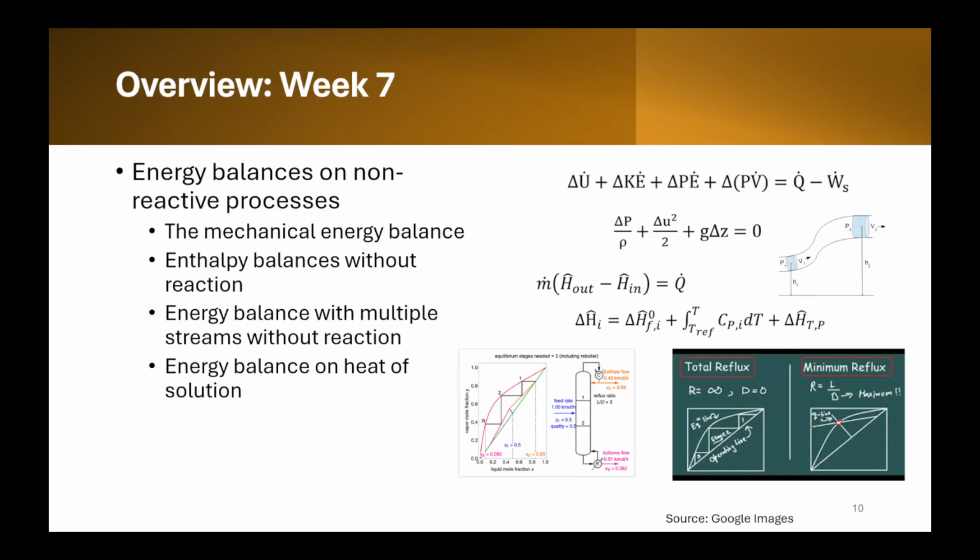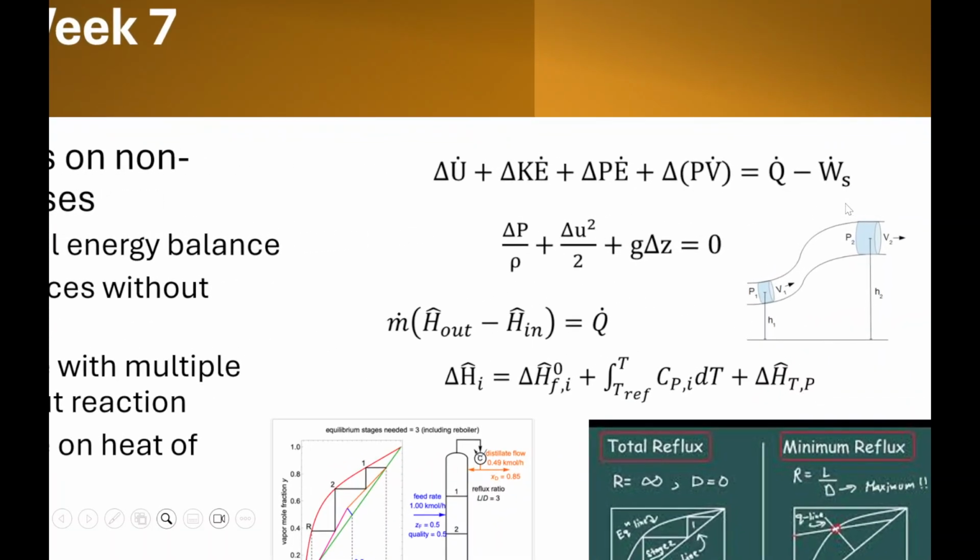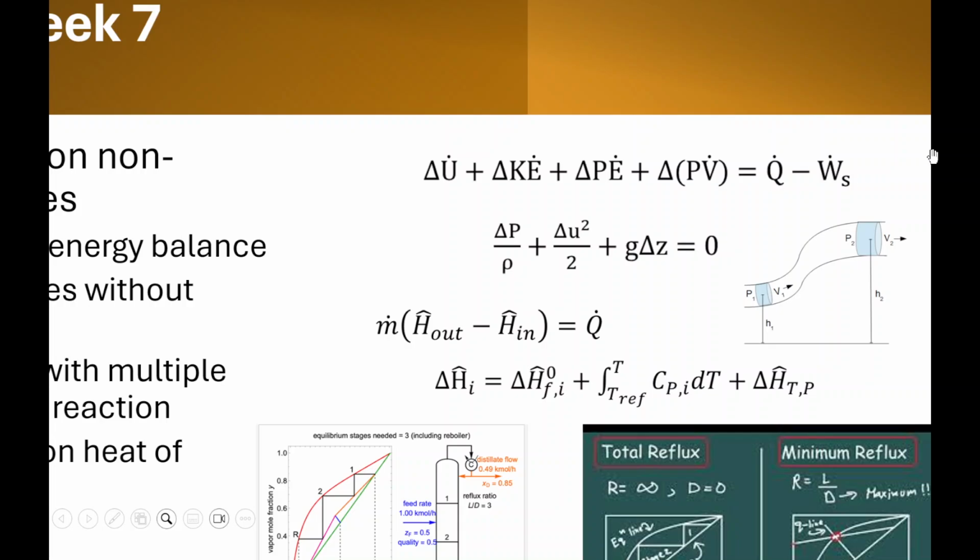Then in week 7 we looked at the energy balances on non-reactive processes. We start with the simpler, non-reactive process. We looked at the mechanical energy balance. This is for an open system. Again, we have discussed this already. This mechanical energy balance equation can be used to derive another important relation that is called Bernoulli's equation.